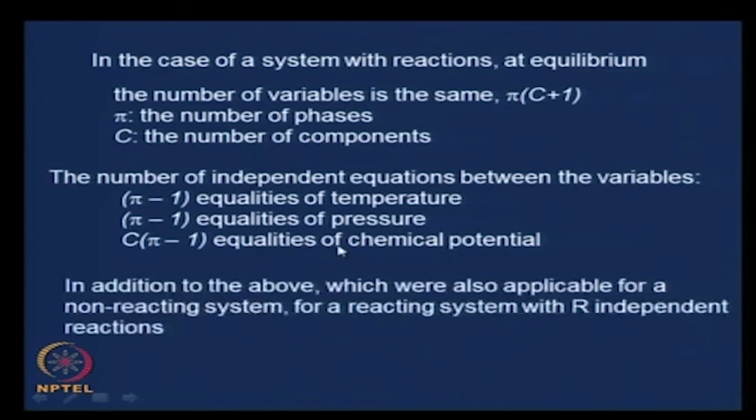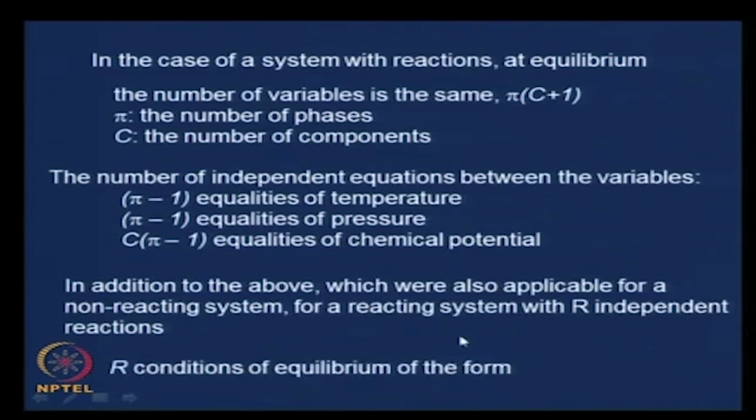The only additional thing is that for a reacting system with R independent reactions, we have R conditions of equilibrium of the form sum over i of nu i mu i equals 0. I am going to leave you with this background. This is more than enough background to derive the phase rule for reacting biosystems. Please go ahead and do it. It can take about 15 minutes since you are doing it for the first time. It will give you a lot more confidence in the material itself. Go ahead and do it, and I will present the solution, or the phase rule for reacting biosystems, after about 15 minutes. Go ahead.